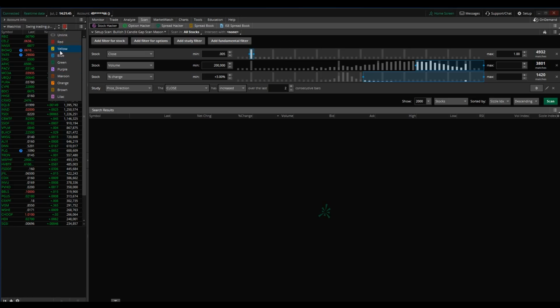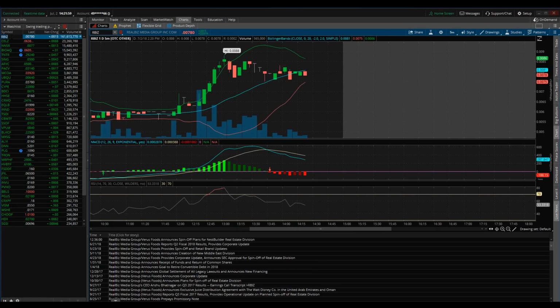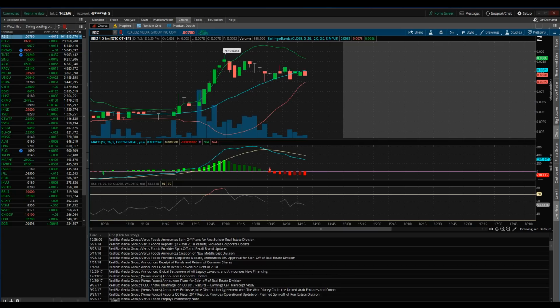You'll click on whichever one you use. I always use the number 1 to link it to my charts. And then I'll come over to charts, come right here, and I'll link my chart with my watch list. So then all I have to do is click on that, and I can just press up and down to make it easier for me as I scroll through these stocks.